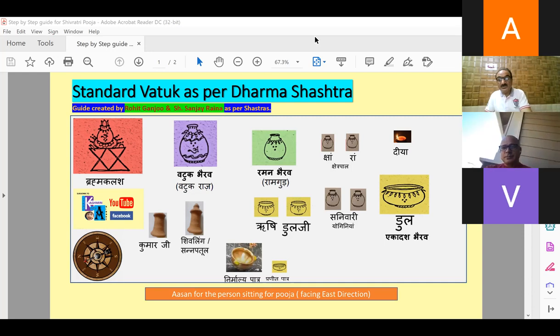Where? In this Dulu. Dulu is a symbol of 11 Bhairvas. So we offer food to them.